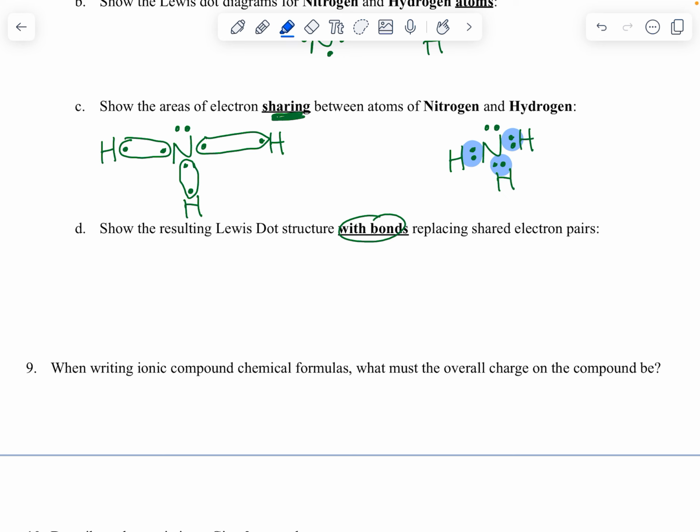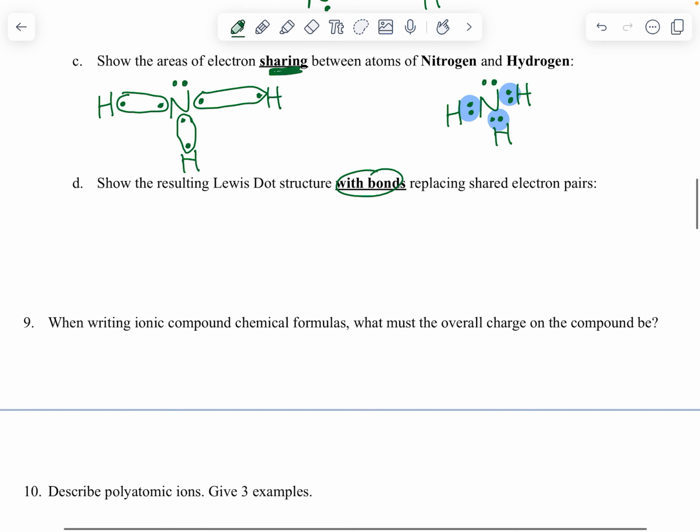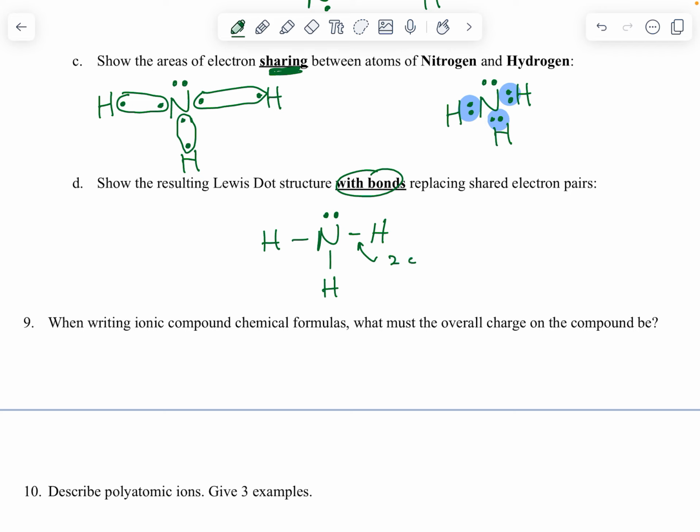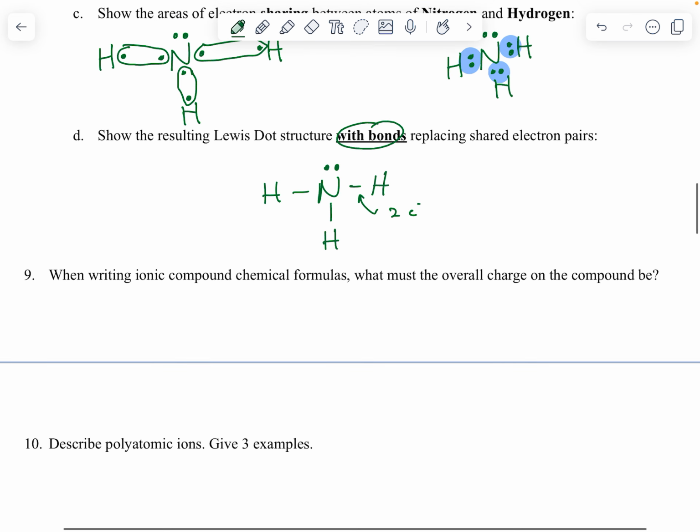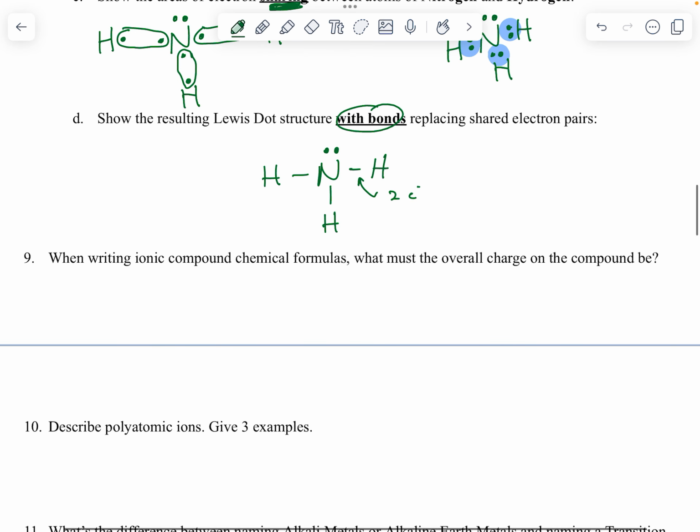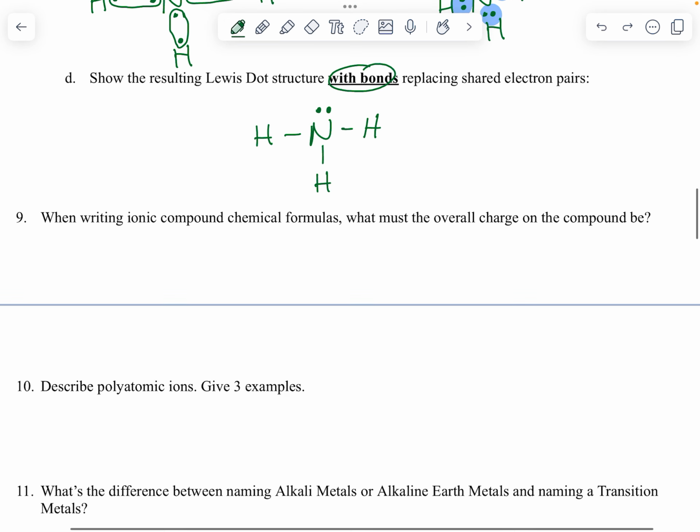So this region, where there is an active sharing going on, our final variation of this would show those regions as actual bonds right here, where each of those regions with a bond represents an area where 2 electrons are shared, right? Every bond represents 2 electrons being shared between those things. All right. So moving on.